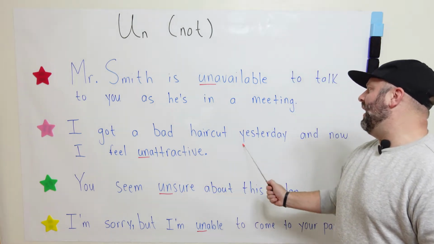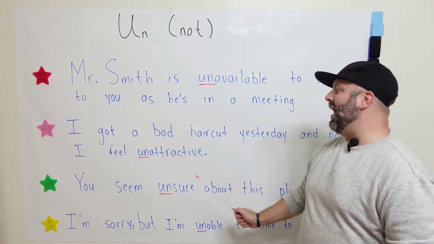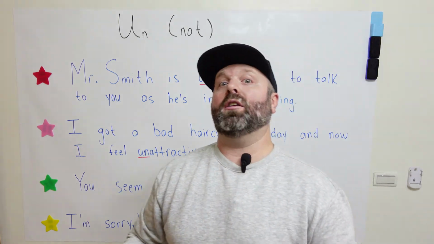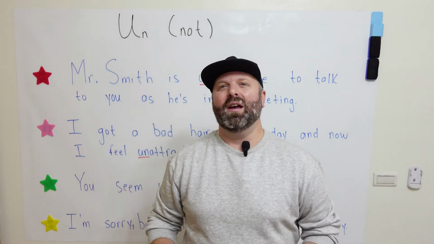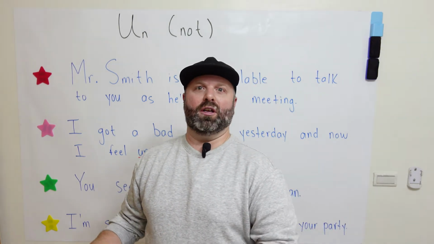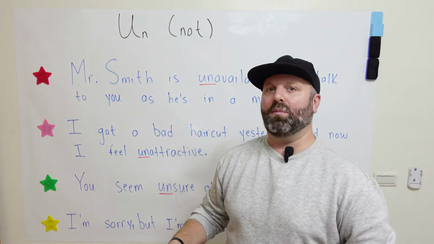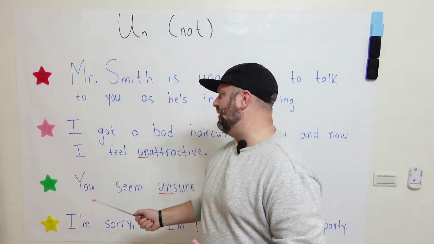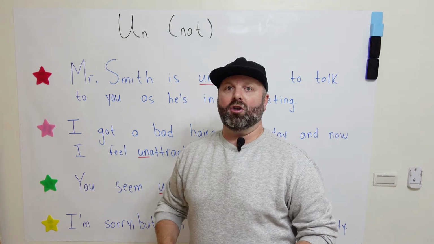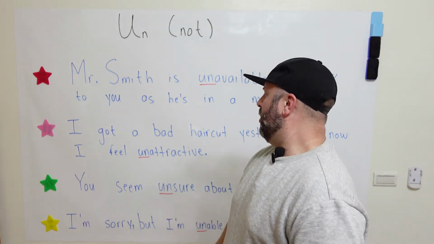I got a bad haircut yesterday and now I feel unattractive. Unattractive just simply means not attractive. An easier way might be to say I feel ugly, okay? But for this example here, because we're talking about prefixes, unattractive just simply means not attractive, okay?